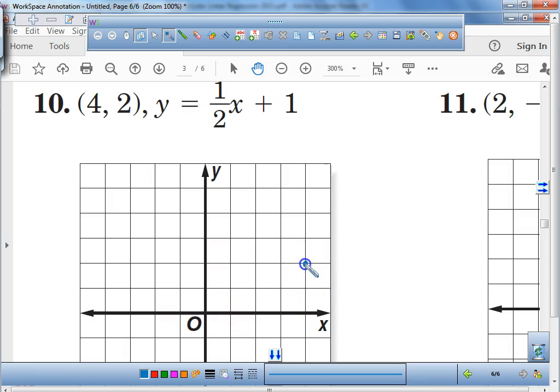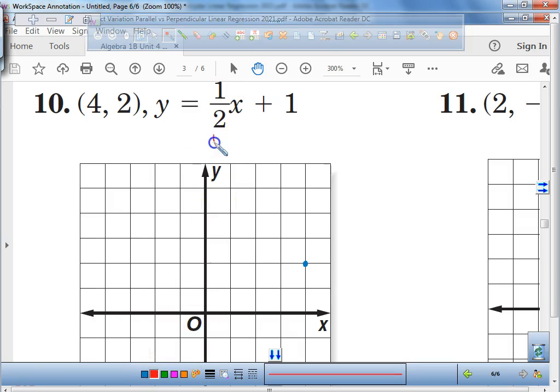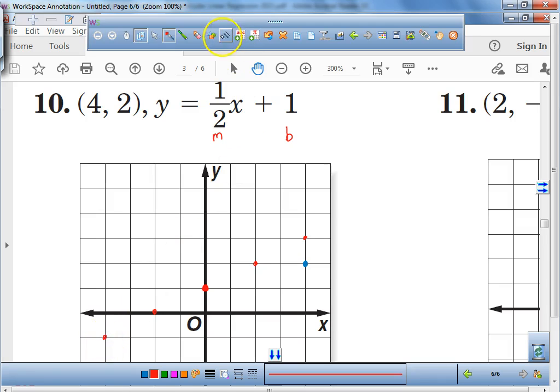Plot the point (4, 2). Now, also on your paper, what is our slope? Our slope is a half. What's our y-intercept? 1. So put a point right there, which is my y-intercept. And as you go up 1, over 2, up 1, over 2, down 1, over 2, down 1, over 2, draw a beautiful straight line, which is our original line right here.